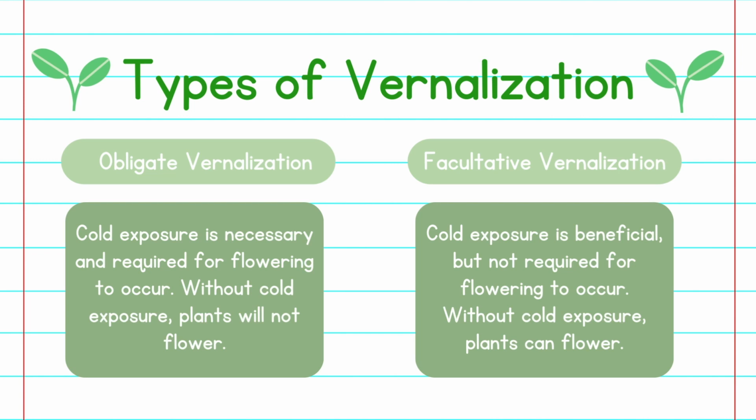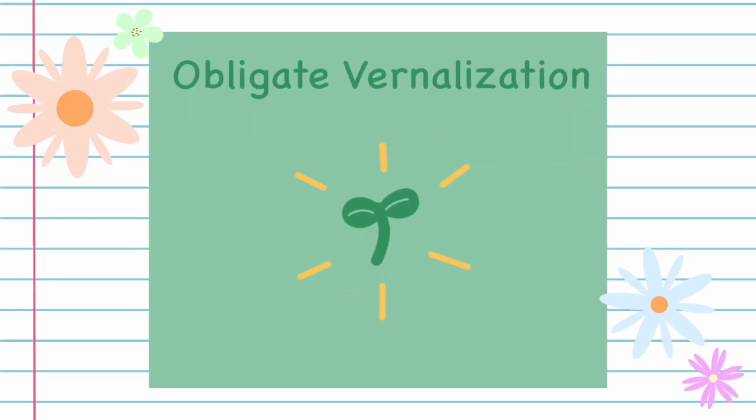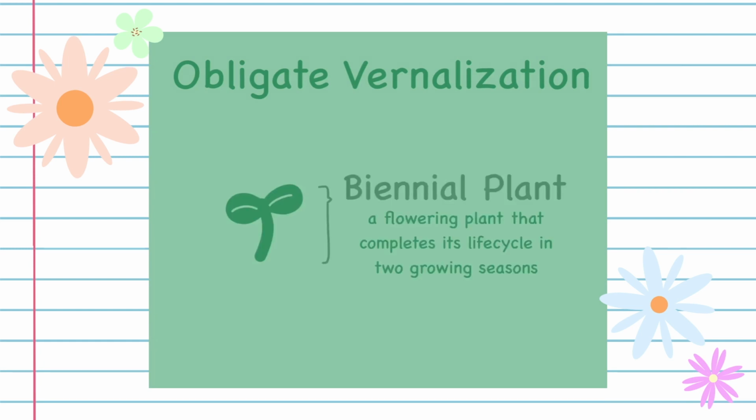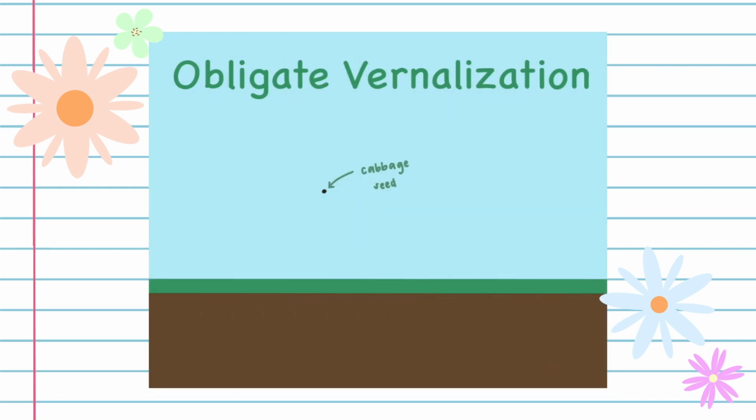Now let's watch some clips to solidify our knowledge on these two types of vernalization. To help us explain obligate vernalization, we have our little plant friend here, and typically plants that undergo obligate vernalization are biennial plants. A biennial plant is a flowering plant that completes its life cycle in 2 growing seasons. Here we see that when our plant friend is exposed to the cold, they flower, but when they're not exposed to the cold, they tend to stay vegetative. So let's see this in action.